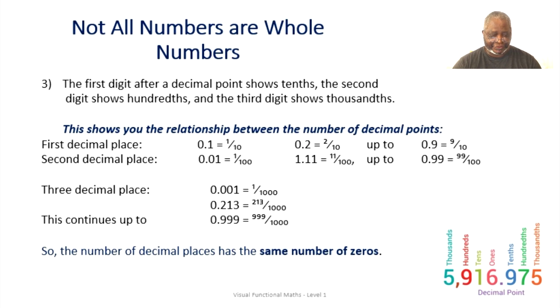3 decimal places are noted as 1,000th. 0.001 is 1/1,000th, 0.213 is 213/1,000th, and 0.999 is 999/1,000th. So the number of decimal places has the same number of zeros. Let's go a bit further.